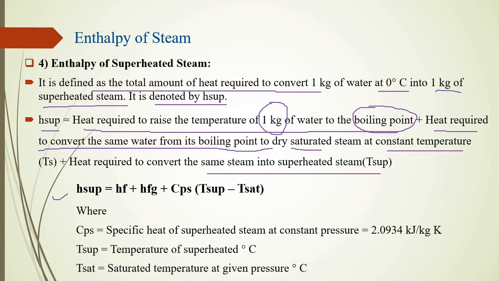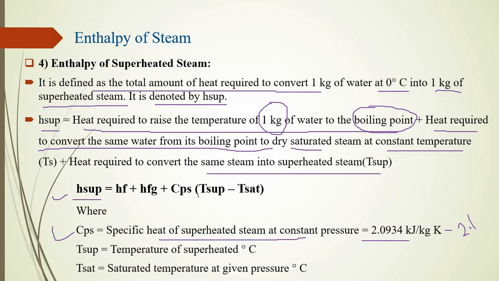The equation is given by the enthalpy of superheated steam, Hsup, equal to Hf, enthalpy of fluid, plus Hfg, enthalpy of fluid plus gas, plus Cps, the specific heat of superheated steam at constant pressure. The value fixed for superheated steam is 2.09, or we can write it as 2.1 kilojoule per kg Kelvin. This is a standard measurement value. 2.09, equal to 2.1, is Cps, the specific heat of superheated steam at constant pressure.